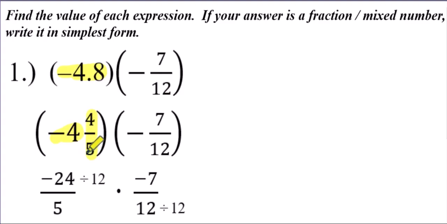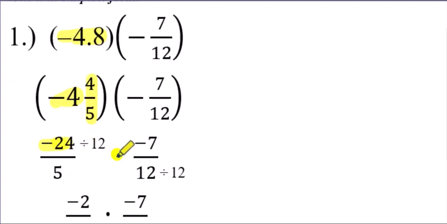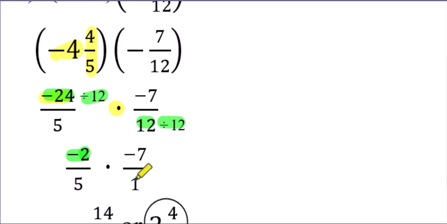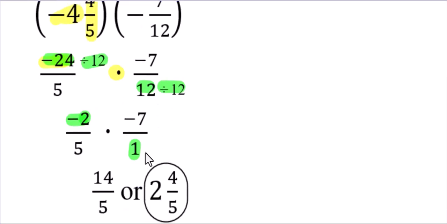All right, from here, 5 times 4 is 20, plus 4 is 24. Keep it negative. You must make mixed numbers into improper fractions before you multiply. This was one of those nice problems where the 12 and the 24 are both divisible by 12. So I'm reducing diagonally here. And 24 divided by 12 is 2. Keep it negative. 12 divided by 12 is 1. And then I can very easily multiply. Negative times a negative is a positive. Make it a mixed number.